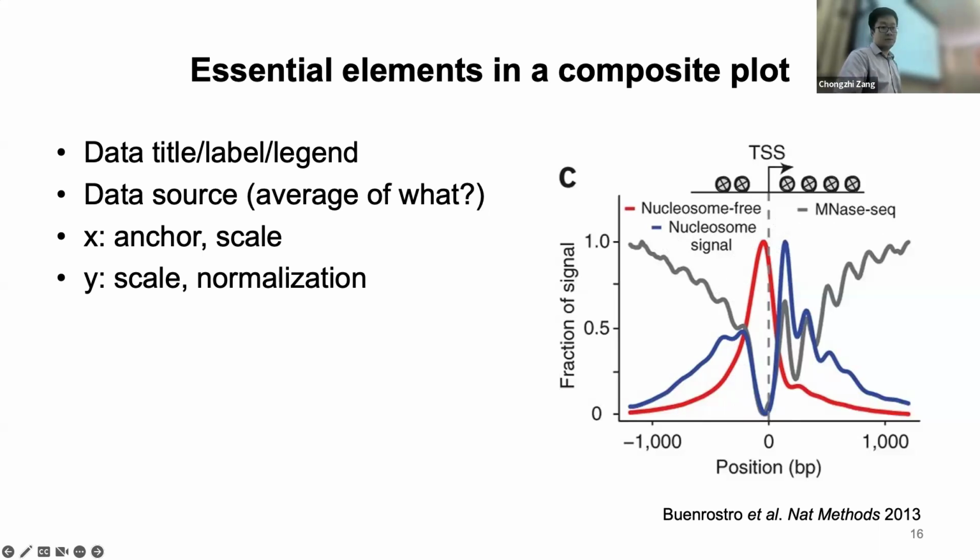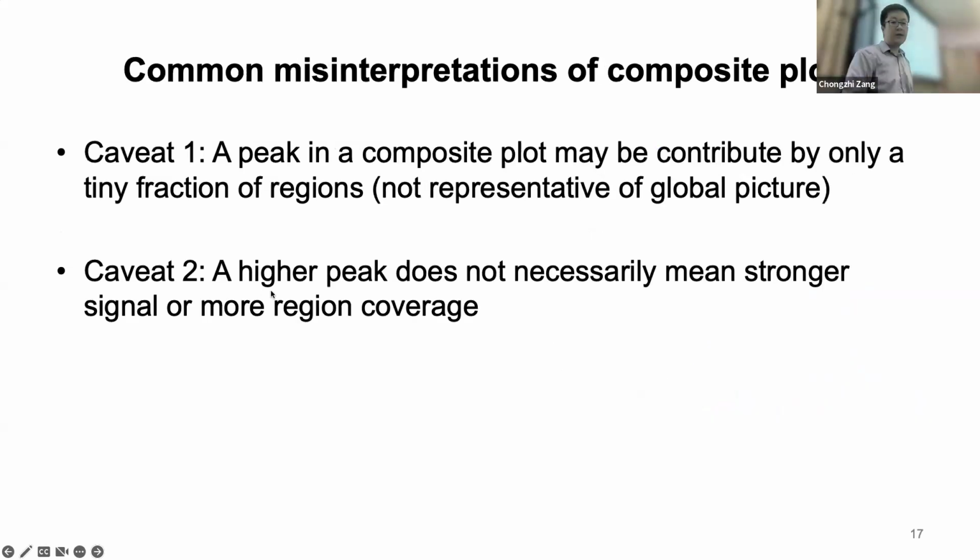And what are the data resources, and how are they generating the average signal from all the different places in the genome? Always read the x-axis to see what is the anchor and what is the scale, starting from the center at 0, plus or minus 1000. For the y-axis, what is the scale and how are the data normalized? There are several important points, or caveats, that I want to emphasize when you read or generate a composite plot.